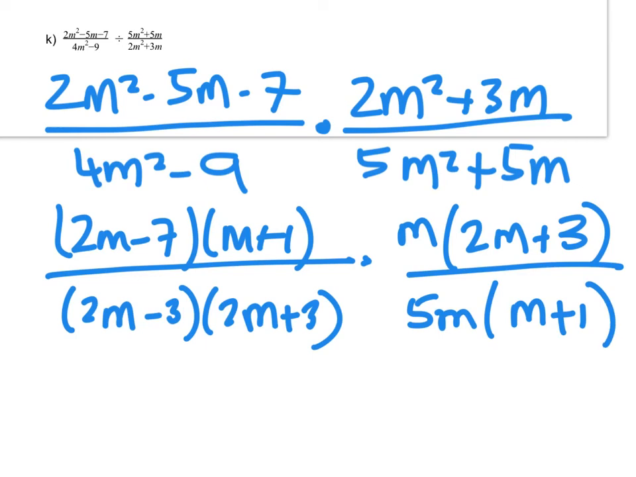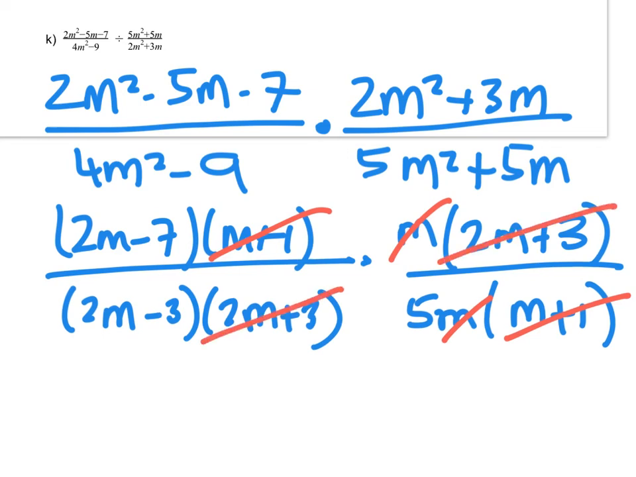Now, look straight across the board. Look at all those factors: 2m minus 7, m plus 1, m, 2m plus 3. They're all being multiplied by each other, so we can cancel out as we see something in common. 2m minus 7 on the top, is there anything to go with that on the bottom? No. m plus 1 on the top, m plus 1 on the bottom, cancels. The m on its own is part of that, that can cancel, and 2m plus 3, 2m plus 3.